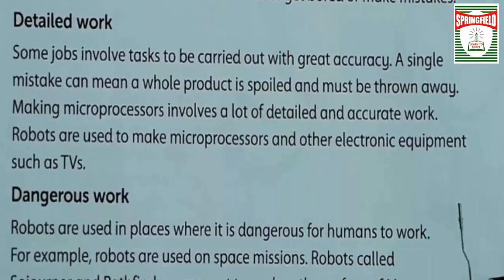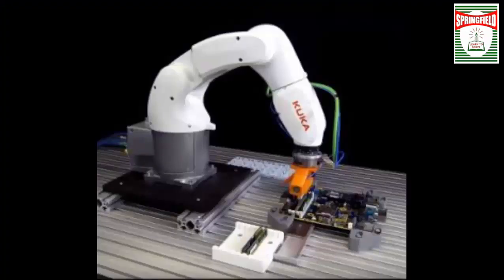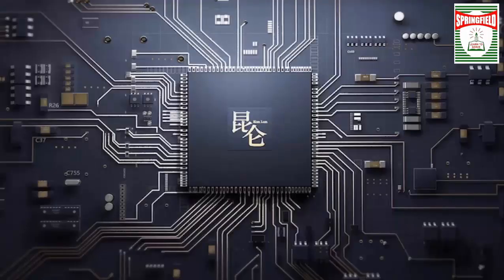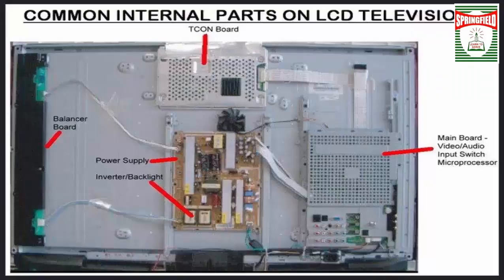Okay, detail work. Some jobs involve tasks to be carried out with great accuracy. A single mistake can mean a whole product is spoiled and must be thrown away. So making a microprocessor involves a lot of detailed and accurate work. So robots are used to make microprocessors and other electronic equipment such as TVs.